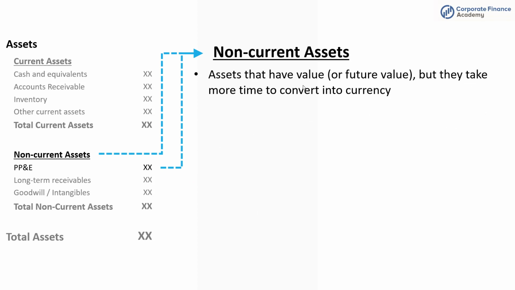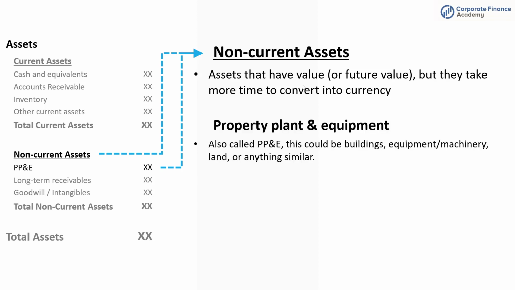Non-current assets. So these are things that do have value, but they're going to take more time to convert into currency. Often we think about maybe a year as a good time frame between current and non-current. First one here is property, plant, equipment. Often you'll hear this called PP&E. So this could be buildings, equipment, machinery, land, something big, usually higher dollar, something that has a longer life, and it's going to take time to create the value.